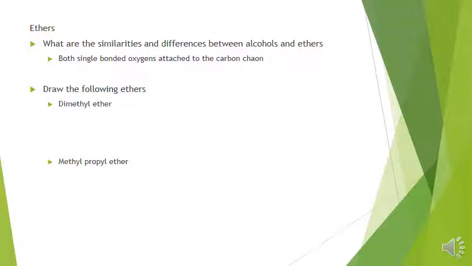All right, ethers. We won't spend a lot of time with ethers. They don't really show up in the kinds of molecules that we'll be looking at. But just for sake of covering stuff, let's go over them a little bit. So ethers are going to be where an oxygen is trapped between carbons. So what's the similarity between alcohols and ethers? They both have single bonded oxygens.